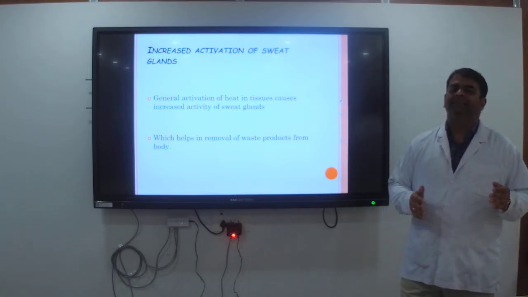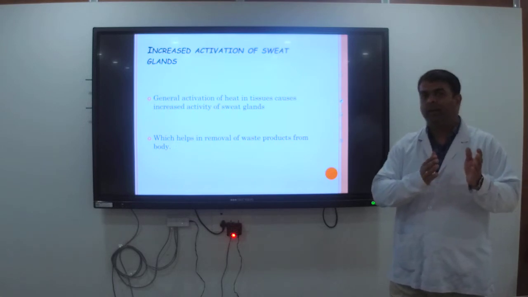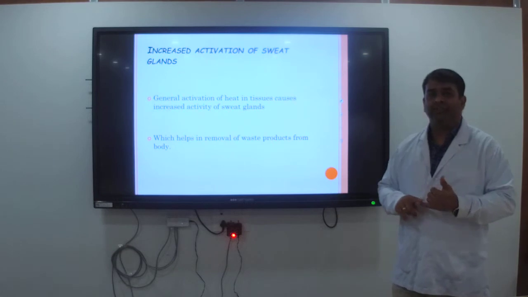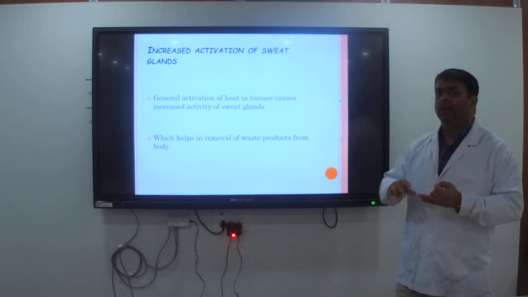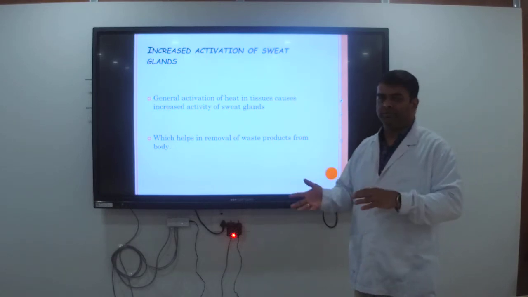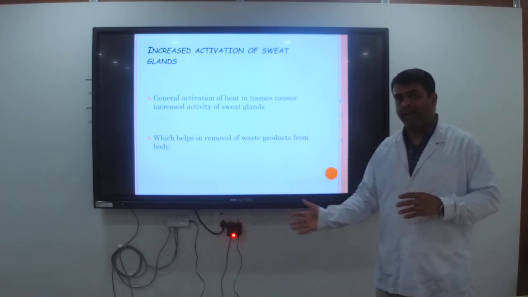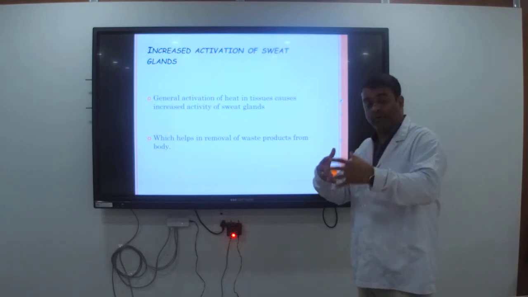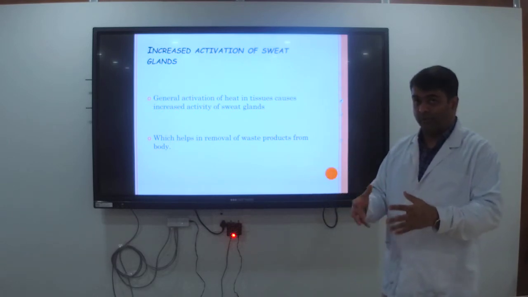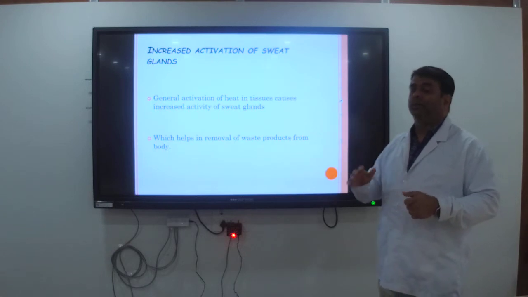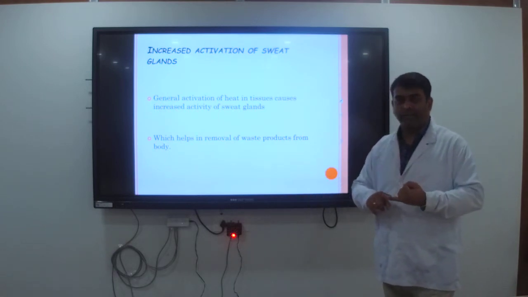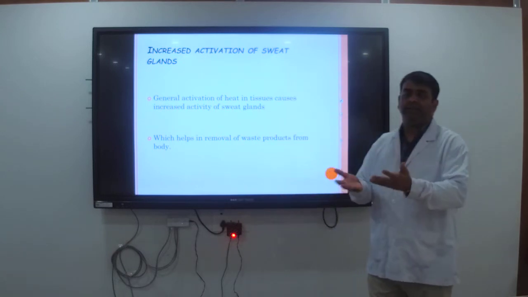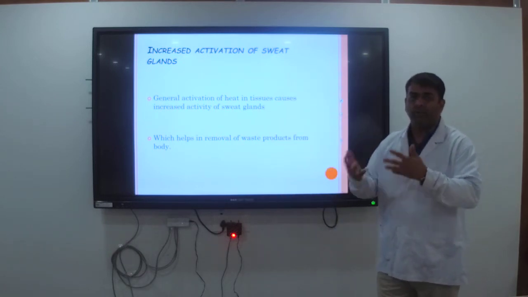Definitely, as I said, when good blood flows to the muscles and the tissue, that is oxygen and nutrition, the oxygen being used gets converted to CO2 and has to be carried back, and other exudate which is going to accumulate there has to drain out. That comes out with the help of lymphatic drainage, and the other is due to the sweat glands. As you heat the area, definitely that area is going to sweat.